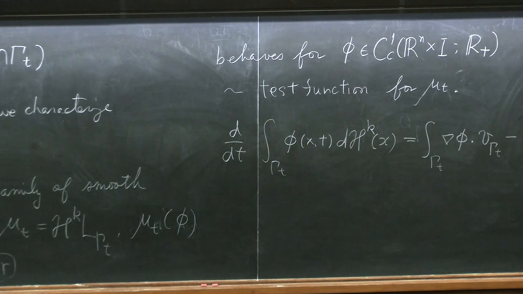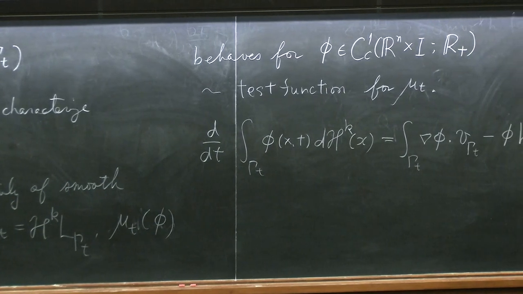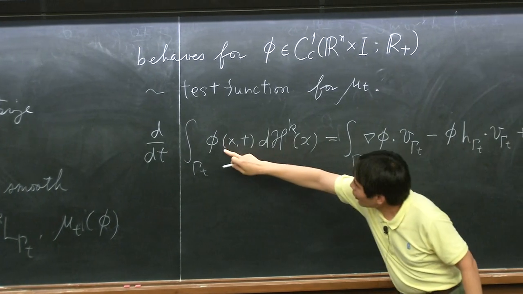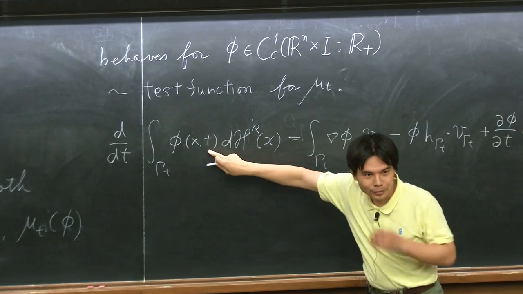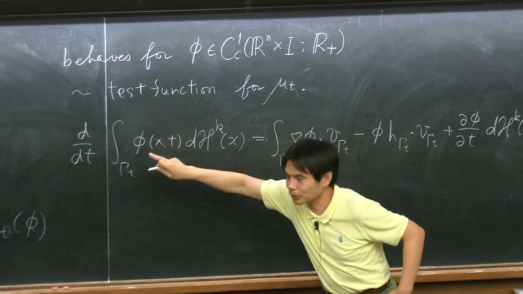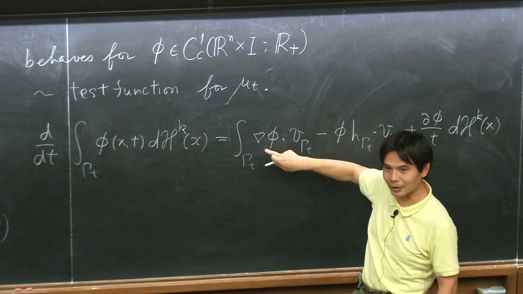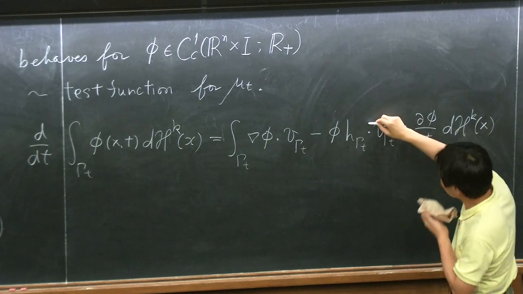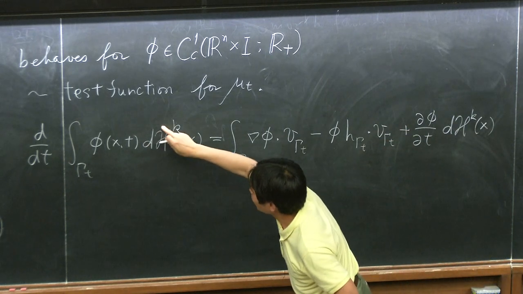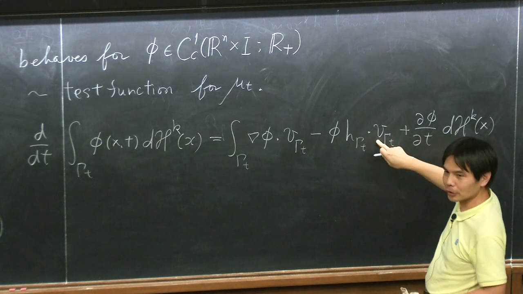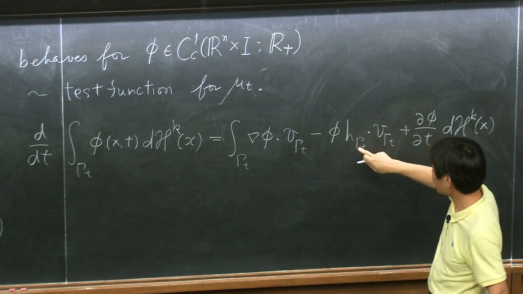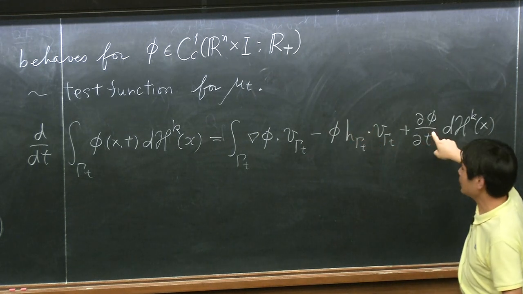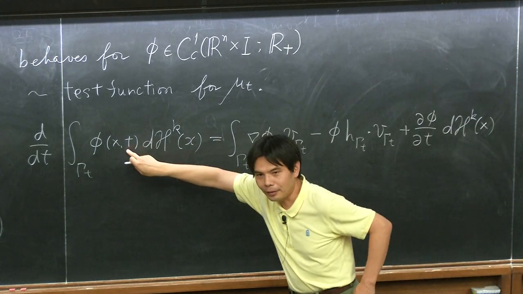So what is this? You see, this first term is more like a directional derivative of phi in the direction of the motion. You have to differentiate this function in the direction of the motion. Okay? This is nabla phi dot b. And the second term, this is an inner product, but this is more like a change of the volume. This is more like a first variation of the area. So that comes out to minus phi times h dot b. Okay? And this is just the time derivative of this with respect to t.